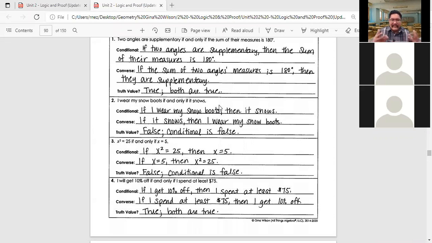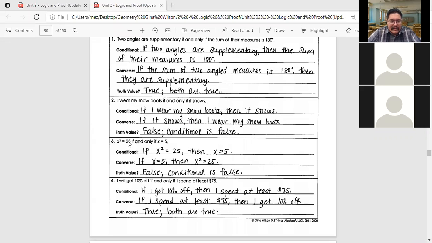But if it's a nice hot day like today and I think, oh man, I could use some snow, let me go grab my snow boots, and I put them on, then all of a sudden it starts snowing. Okay, that doesn't work that way. It doesn't work that way because boots do not cause the snow, but snow can cause someone to wear their boots. So that one again is a really good example of one that is not reversible.